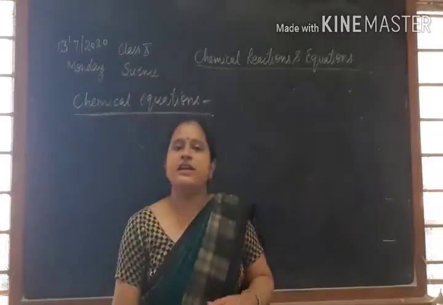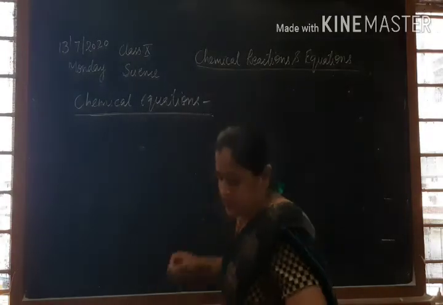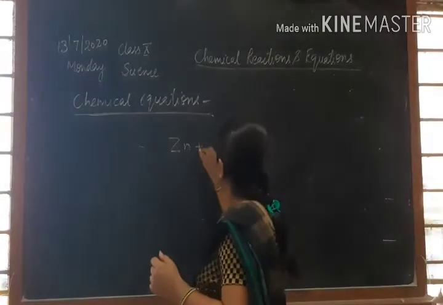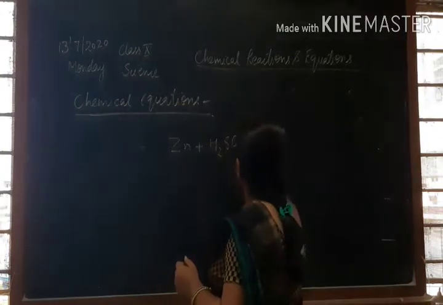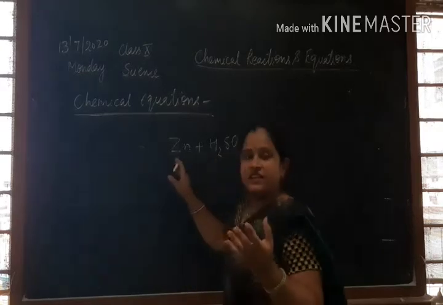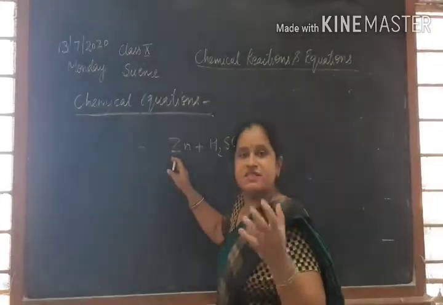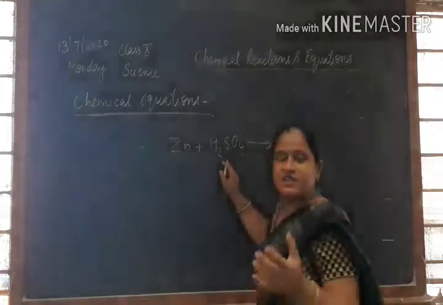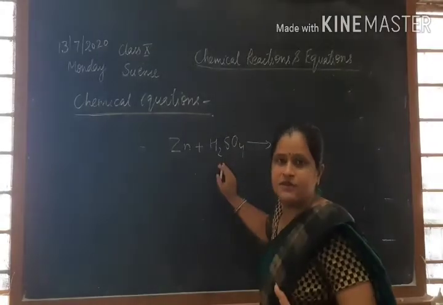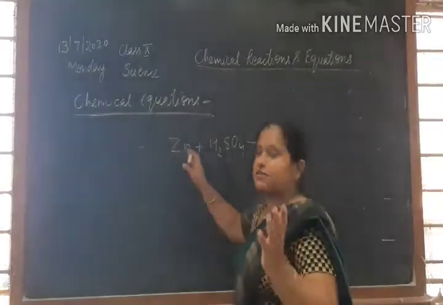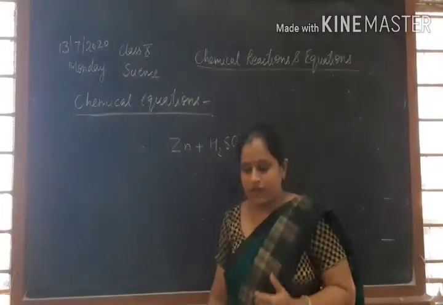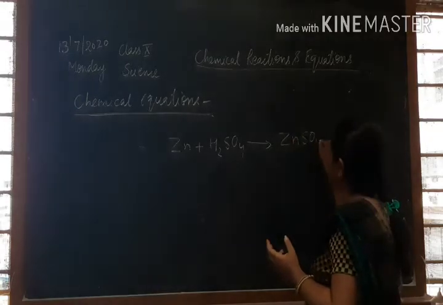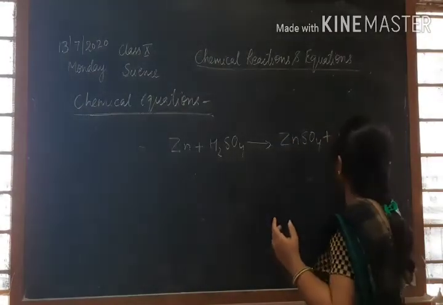Suppose I take one example: Zn is zinc, and H2SO4 is sulfuric acid. Students, here I have represented Zn, the symbol of zinc, and H2SO4, the formula of sulfuric acid. I am representing zinc plus sulfuric acid, and when the chemical reaction takes place, what will form? You all know that zinc sulfate will form, plus H2 will form.